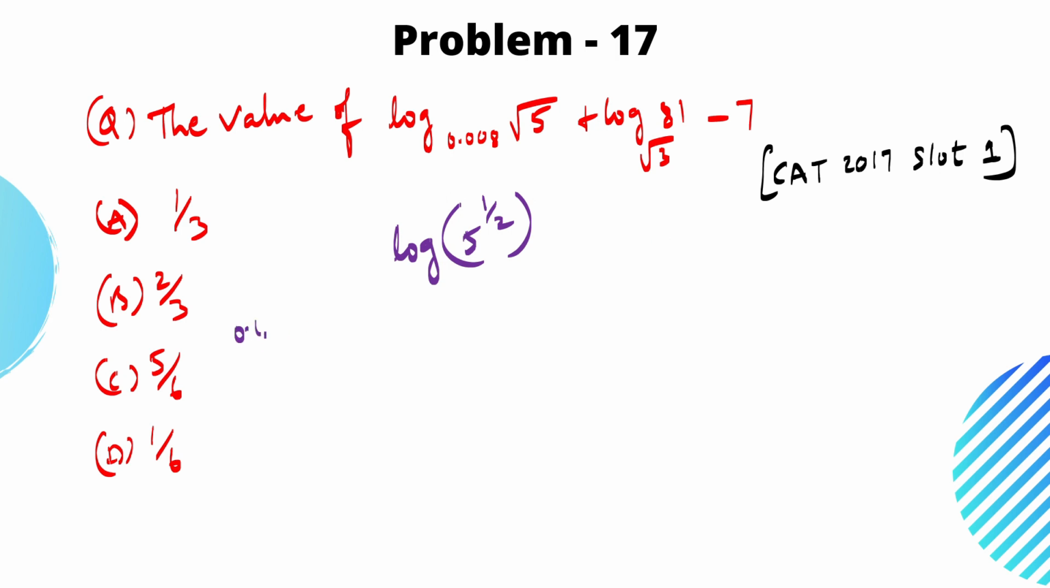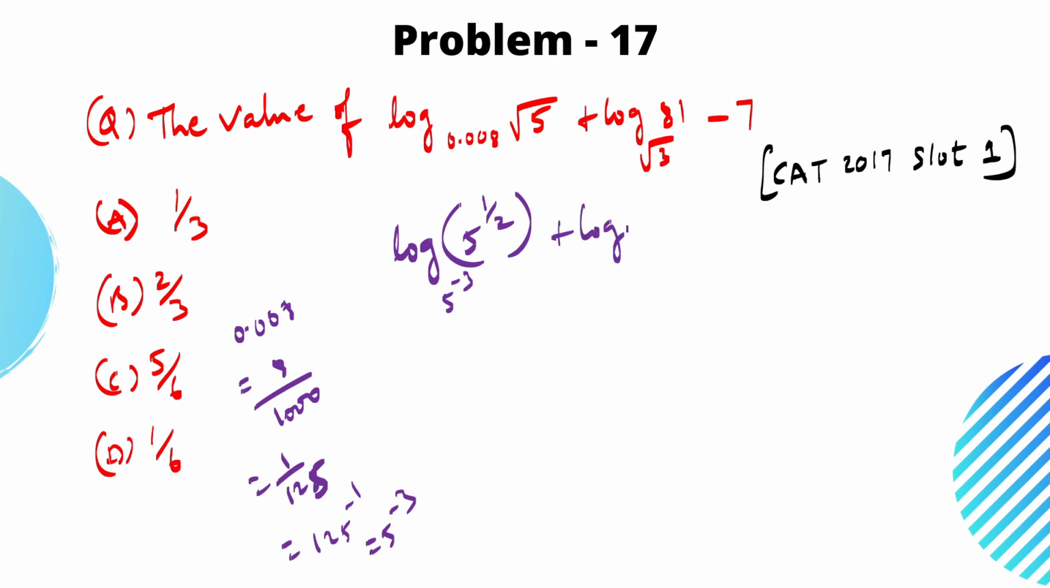0.008 is 8 by 1000. So 8 by 1000 is 1 by 125. And 1 by 125 is 125 power minus 1, and this is 5 power minus 3. So we can also convert this base in terms of 5. So 5 power minus 3 is the base now, and plus log 81 to the base root 3. Let us convert 81 also in terms of 3. So 3 power 4, and base root 3 can be written as 3 power 1 by 2, minus 7. Let us take all these powers to the front side.